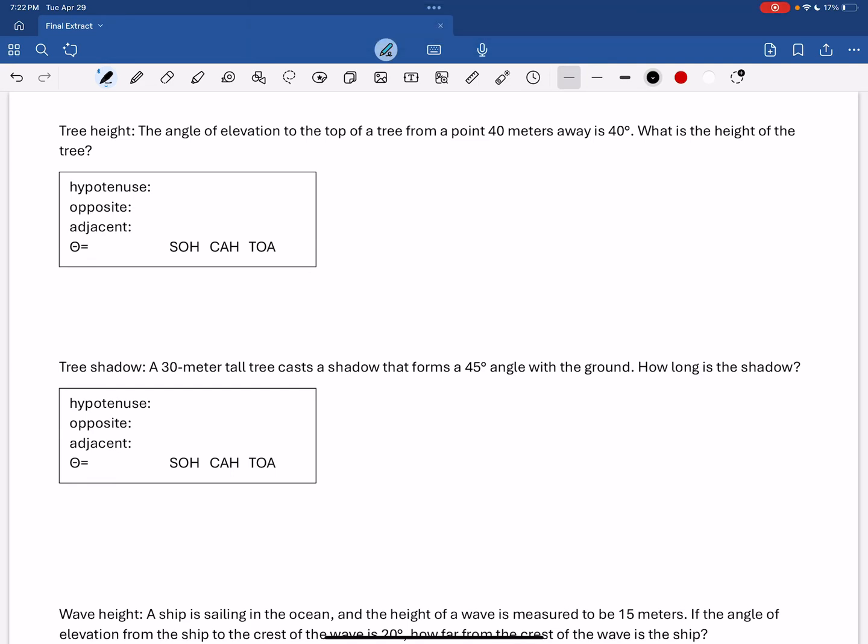We are closing in on the end of these problems. The angle of elevation to the top of a tree from a point 40 meters away is 40 degrees. And I have no idea why I didn't draw you a triangle here. I'm sorry, but you can draw one. It has to be a right triangle, and we want the elevation to be 40 degrees.